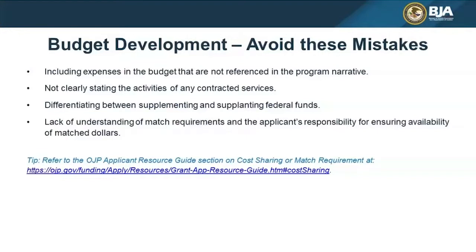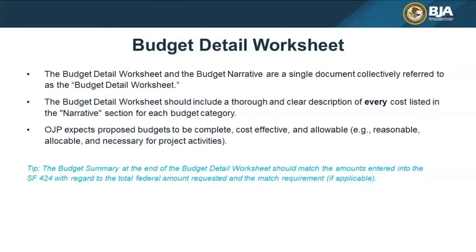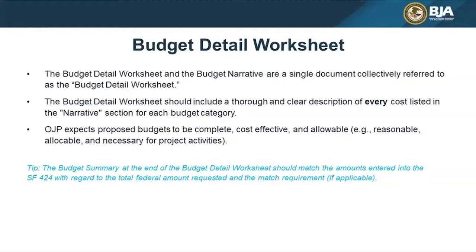And now we want to talk about the budget detail worksheet. The budget detail worksheet and the budget narrative are a single document collectively referred to as the budget detail worksheet. The budget detail worksheet should include a thorough and clear description of every cost listed in the narrative section for each budget category. OJP expects proposed budgets to be complete, cost-effective, and allowable, so reasonable and necessary for the project activities.